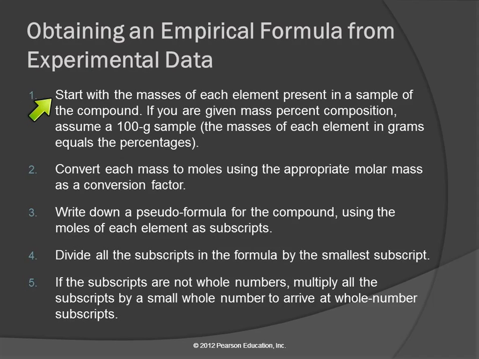So you start with the masses of each element. In that previous slide, we were given the mass of oxygen, the mass of hydrogen. Sometimes you'll be given percent composition. And if that's the case, then just say, okay, I'm going to pretend that I have a 100-gram sample, because then the masses in grams are the same as the percentages, right? If it's 25% hydrogen and I have a 100-gram sample, I have 25 grams of hydrogen. So that makes it easy. You got to start with masses. Then you convert them, the masses, to moles using the molar masses of the elements.